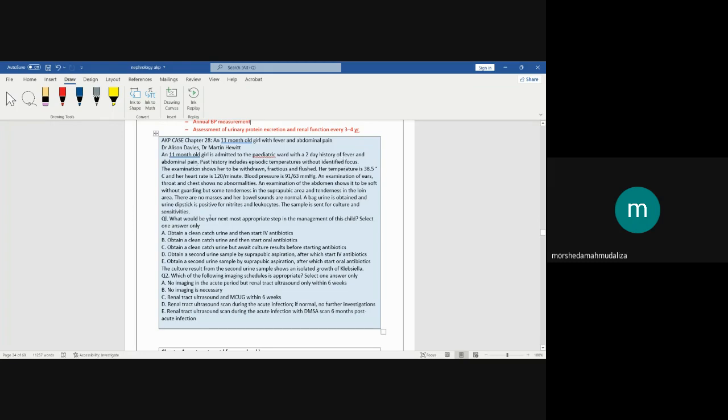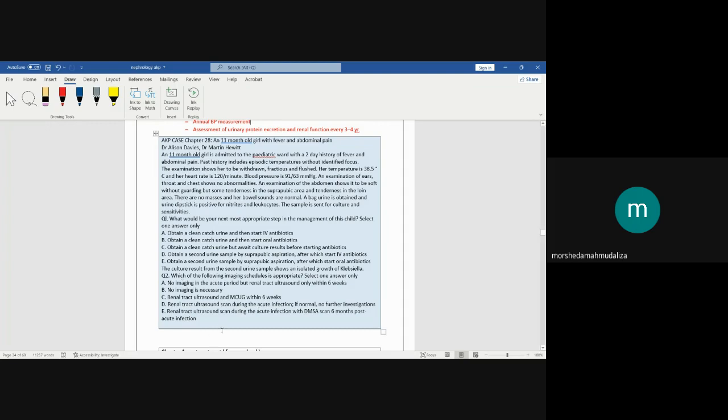Okay. For recurrent UTI, we have to take the renal ultrasound scan with a DMSA scan. The child is less than 11 months, so more than 6 months. Ultrasound scan during the acute infection and DMSA scan at 6 months seems to be the right answer, because if renal ultrasound during acute infection is normal, there is no further investigation and nothing in favor of other things. So it is actually due to recurrent UTI. And here our plan of management is ultrasound during the acute infection and DMSA 6 months post acute infection.